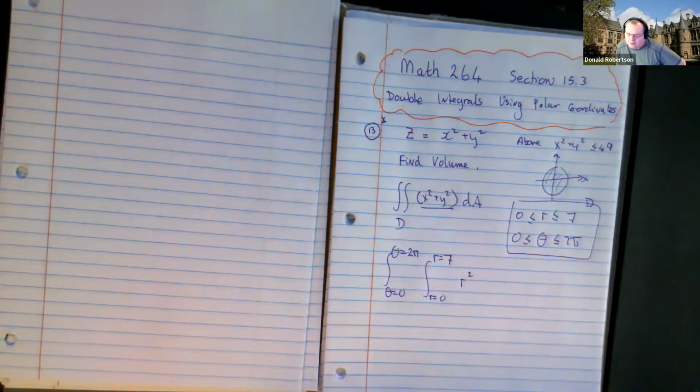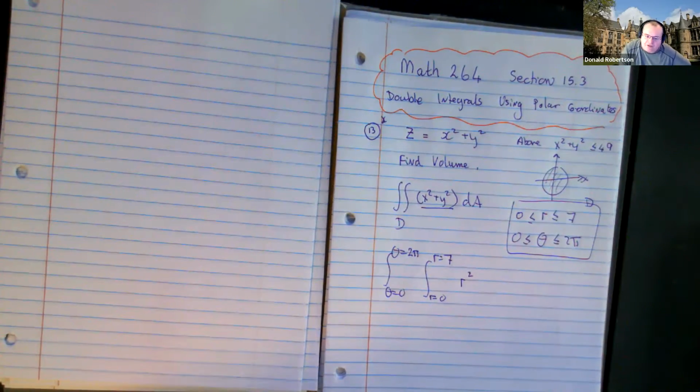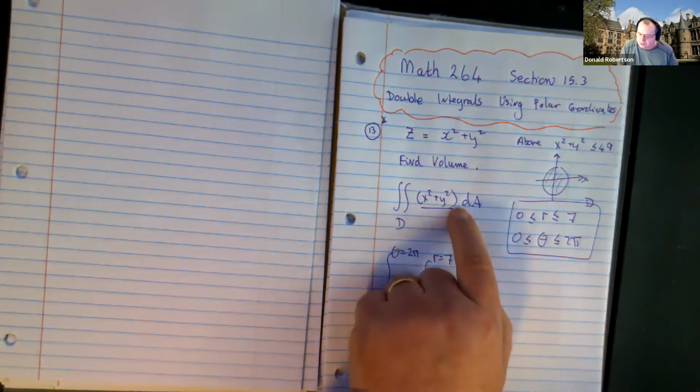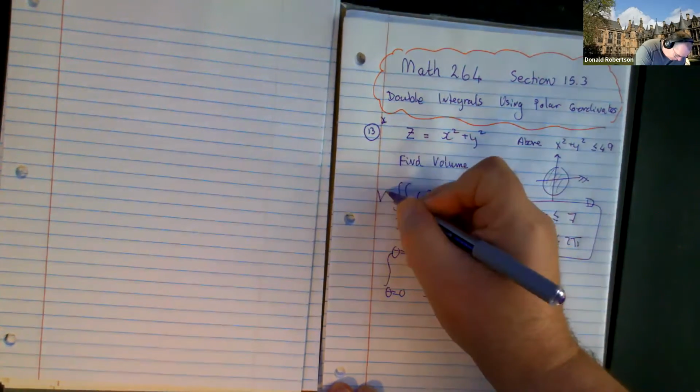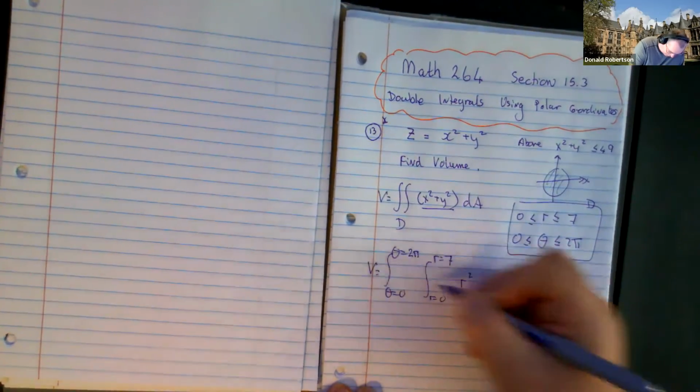Remember, there are certain combinations of x's and y's that turn into polar form really nicely, isn't x squared plus y squared r squared? And then instead of dA, don't we do an r dr d theta? Everything cool? Right. So the volume is equal to this double integral.